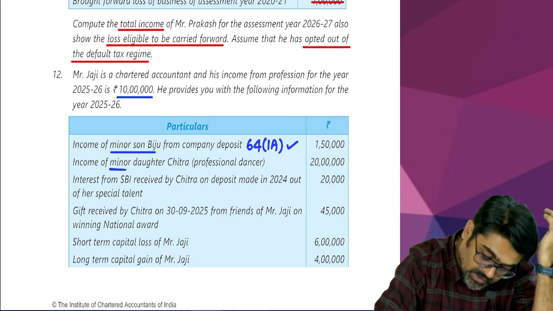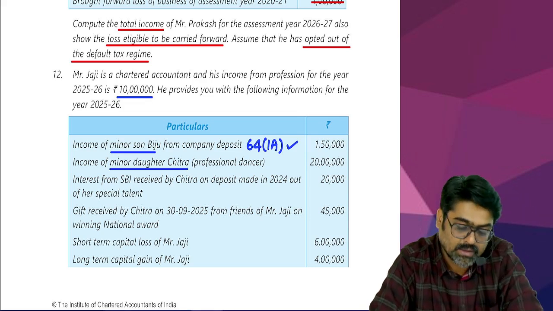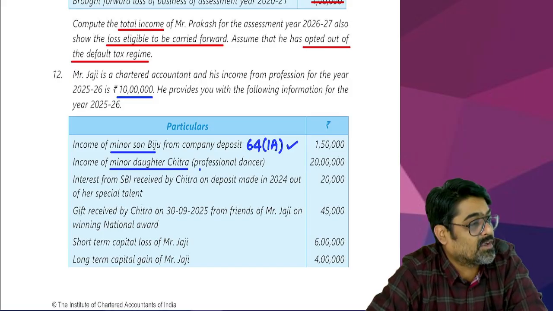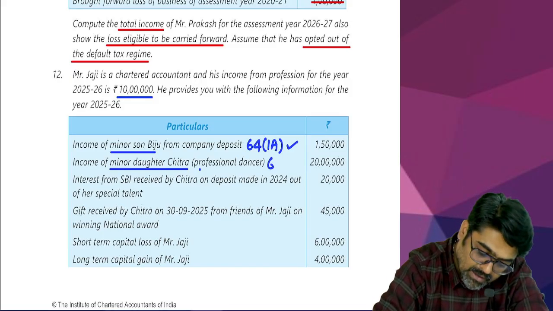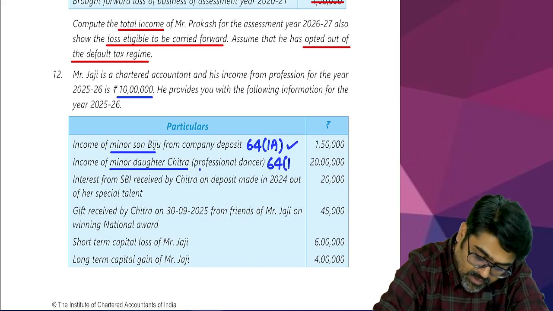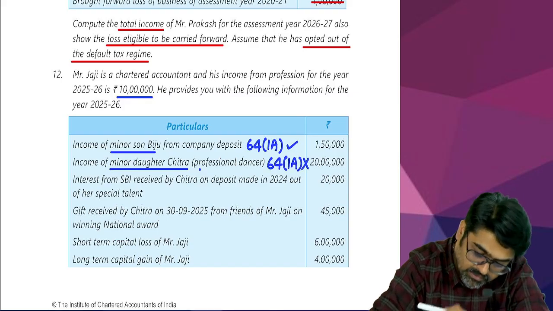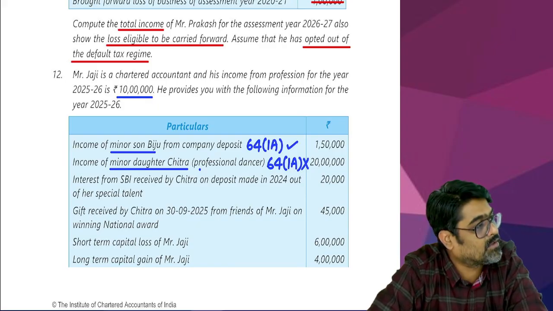Income of minor daughter Chitra. Minor daughter Chitra, who is a professional dancer. So she is earning income from her skills. So will this income be clubbed? Will it be taxable for you? No, this will not be taxable for you. It will be taxable in the hands of minor only.